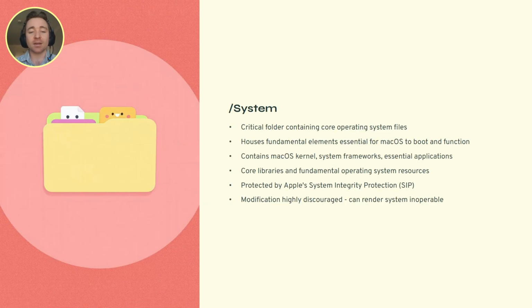Okay. The System folder holds critical documents for operating system files. It houses fundamental elements essential for macOS to boot and to function. It contains the macOS kernel, system frameworks, and essential applications. It is protected by Apple's System Integrity Protection, and modification is highly discouraged.